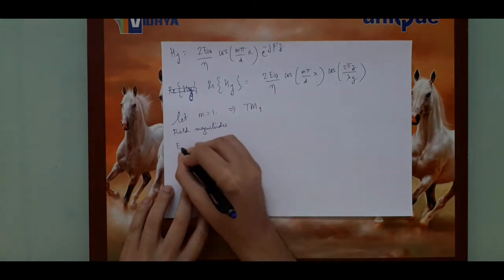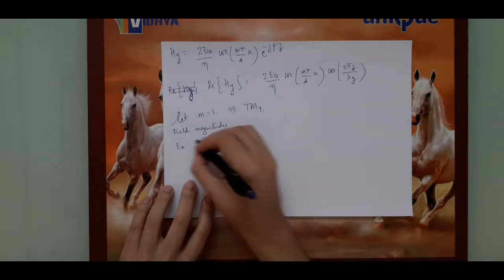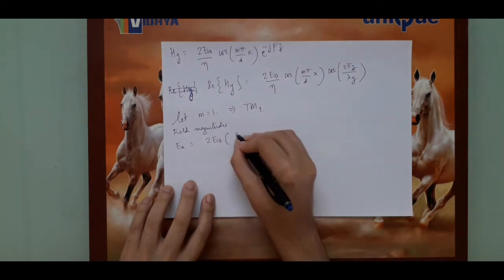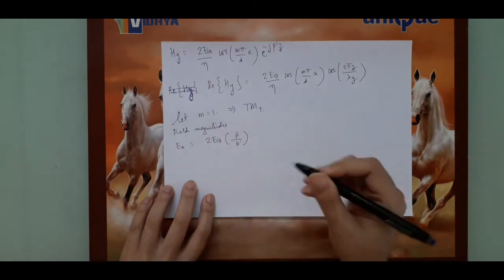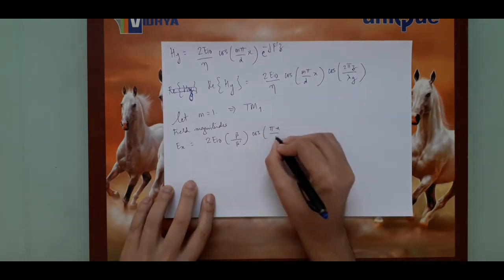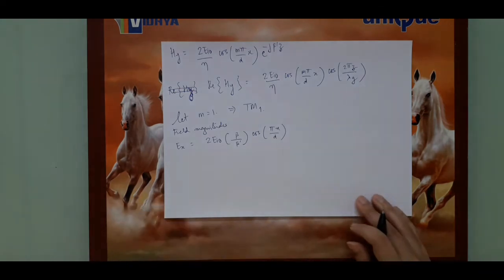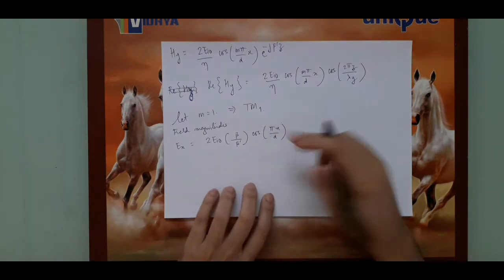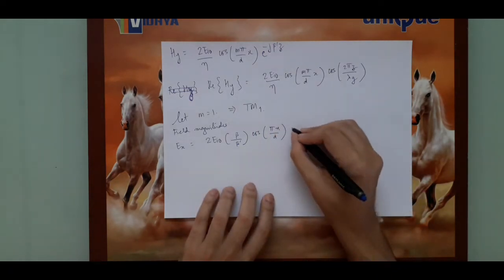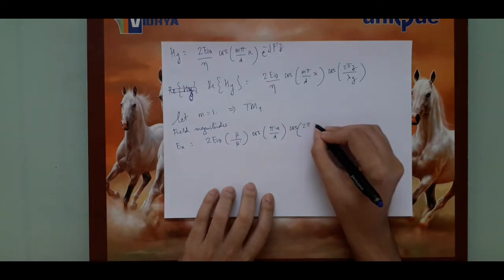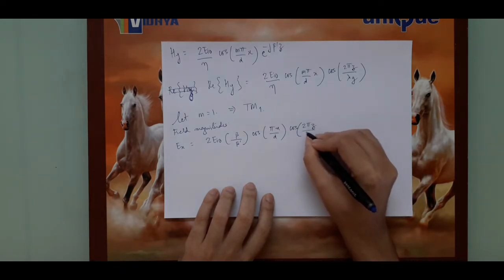So I can now write Ex is equal to 2 E_i0 beta by beta prime cos pi x by d. Now we know that m is 1, so the m now goes away. This times cos 2 pi z by lambda g.